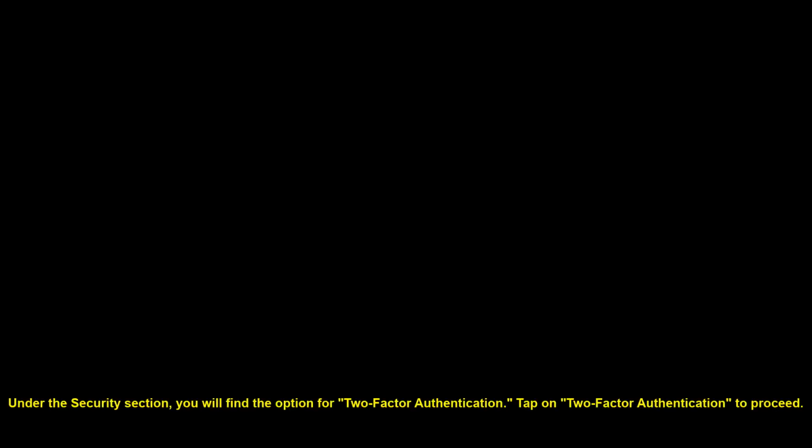Scroll down and select Settings from the menu options. In the Settings menu, look for Security and tap on it. Under the Security section, you will find the option for Two-Factor Authentication. Tap on Two-Factor Authentication to proceed. You will see a prompt to enable this feature.